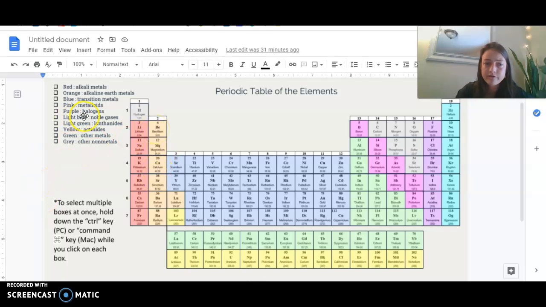Other things to keep a lookout for are just knowing your different groups and what they're called. So this should be color-coded for you. But we've got our alkali metals first, then our alkaline earth metals. We've got all of our transition metals here. And so on and so forth. So that's going to help you with that.